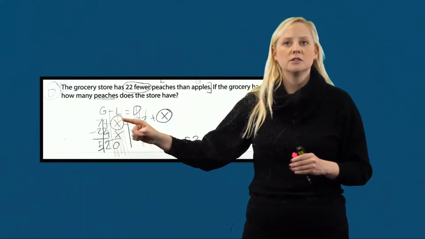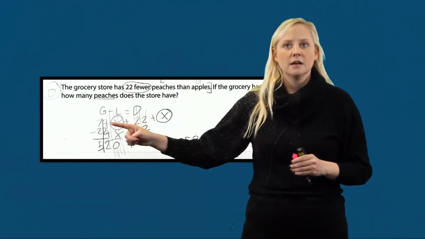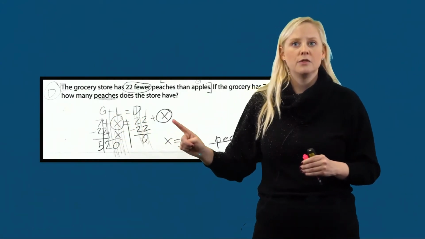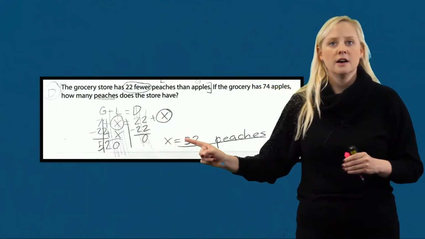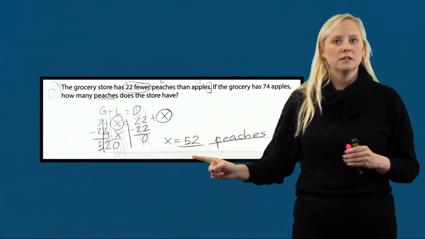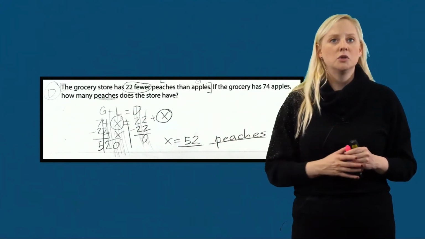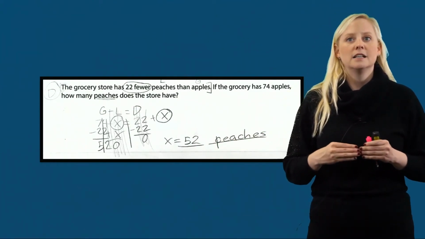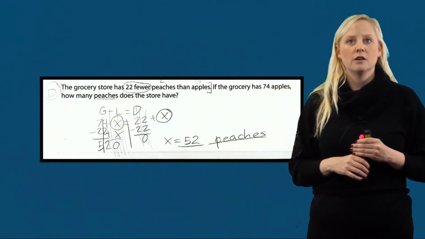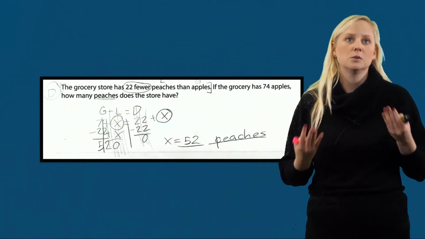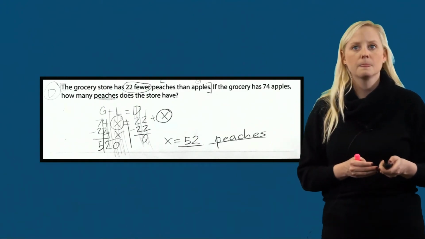Here you can see the student isolated the X. The student crossed it out, moved the plus over here, and subtracted 22 from both sides for 52 peaches, a number and a label. The student checked the work by identifying that the amount that was greater was the largest. So 74 is greater than both 22 and 52, so we know our answer makes sense.